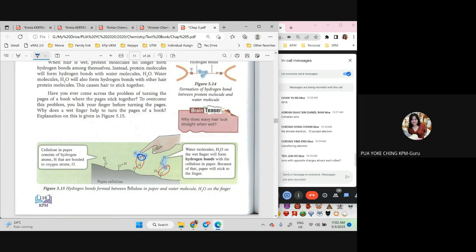Okay. So yang ini, cellulose in paper consists of hydrogen that are bonded to oxygen atom. Okay. Water molecule H2O on the wet finger forms hydrogen bond with the cellulose in paper. Because of that, paper will stick to the finger. So, kurang satu lah. Kena sebut oxygen atom is high electronegativity atom.